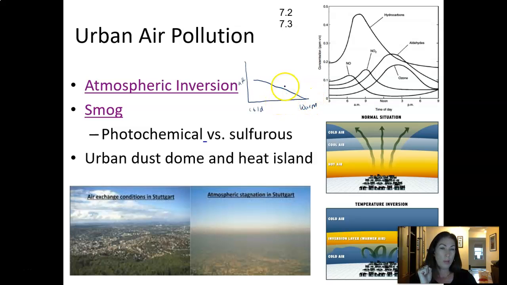But what happens when you have an atmospheric inversion is that you have a little bit of a flip-flop, that you are colder at the surface and then you get warmer and then you get colder again. And what happens is that means that at this layer the air doesn't mix, and so you have this unusual temperature profile that traps air pollution. Now, one of the best ways to show this is with an animation that talks about how this might happen.